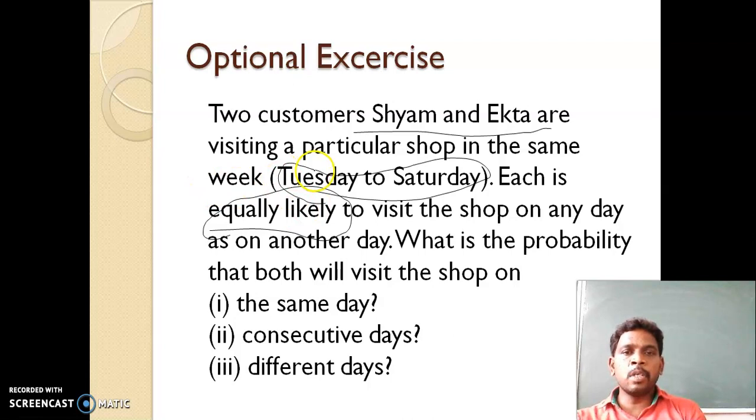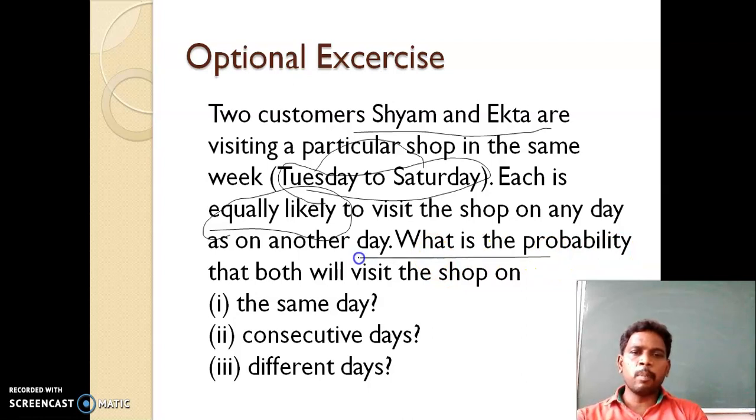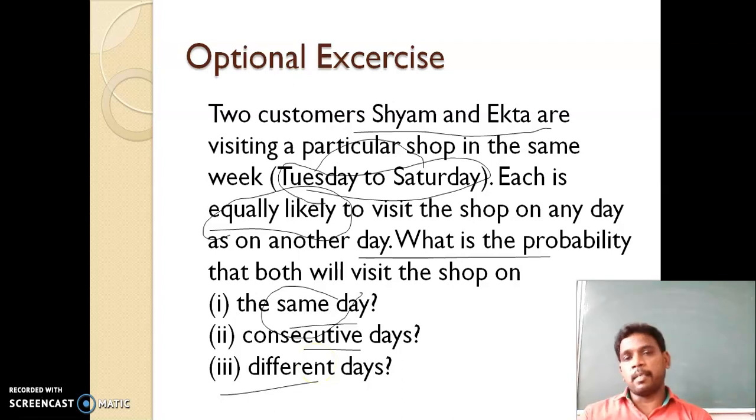So here they mention equally likely, that is, the days are equally likely. That means all the days are treated as having equal chances. That's it. Okay, they are visiting from Tuesday to Saturday, right? So the question is, what is the probability that both will visit the shop on the same day, on consecutive days, and on different days? Okay. So what is the probability of both going on the same day, both going on consecutive days, and both going on different days.